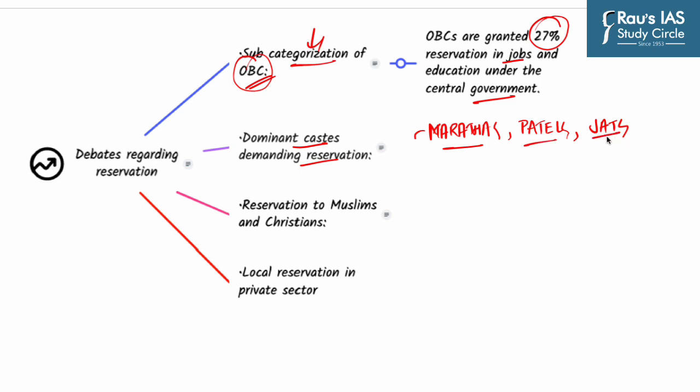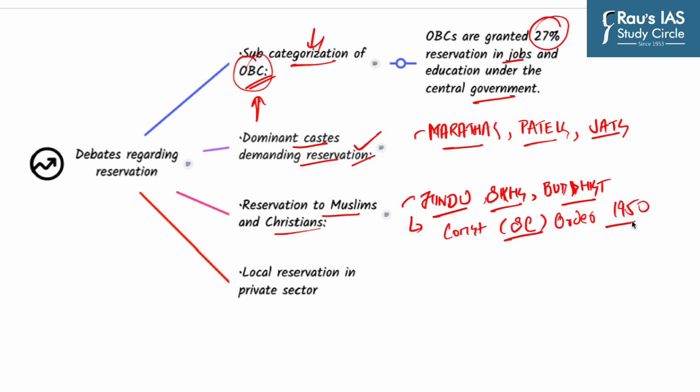Next is dominant castes demanding reservation. Marathas, Patels, Jats, Kapus and others are asking for reservation today, preferably through their recognition as other backward classes. This demand reflects the challenges they are facing in the job market. Next debate revolves around reservation for Muslims and Christians. Currently, the constitutional right to reservation in jobs and education as a member of the SC community is extended only to people from Hindu, Sikh or Buddhist faiths in accordance with the Constitution Scheduled Caste Order 1950.